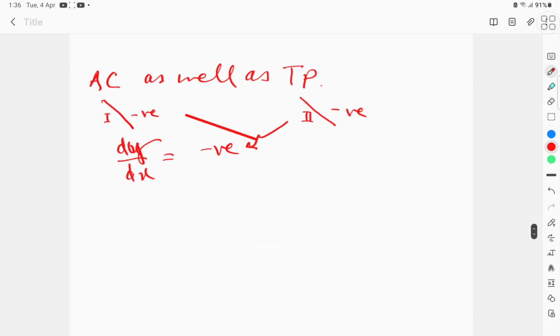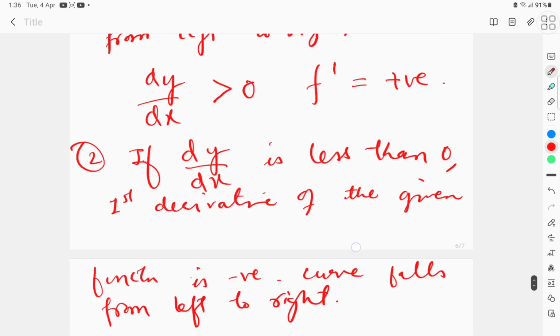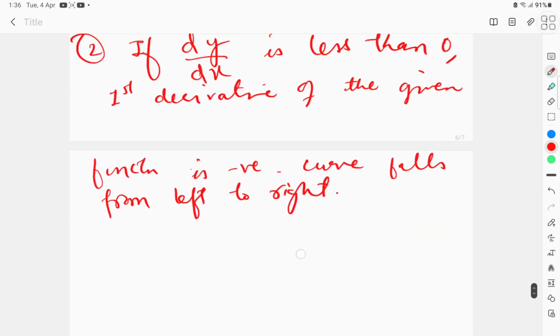So when dy with respect to dx is less than 0, the derivative will be negative.